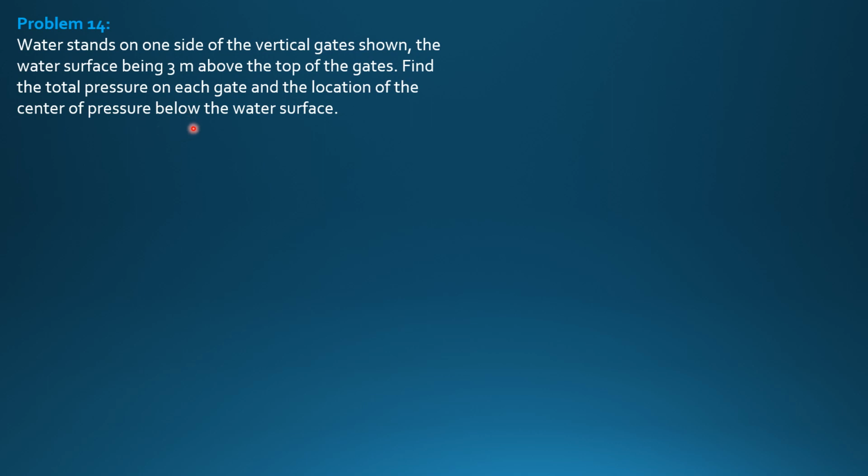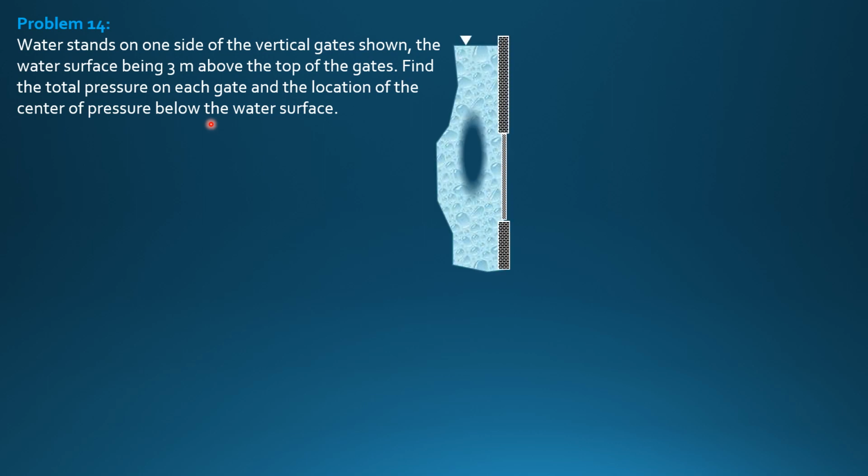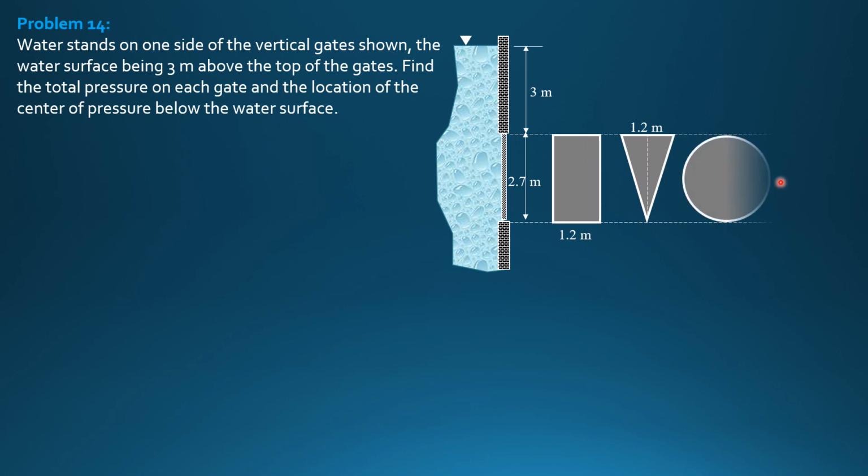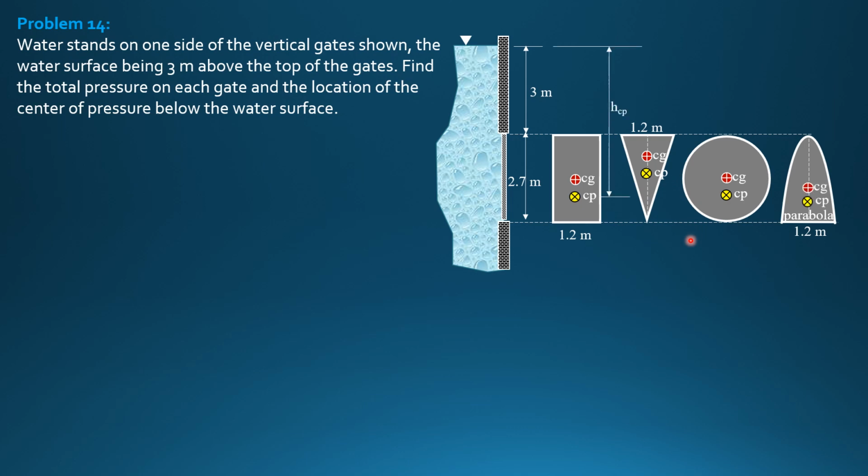So let's call it H sub Cp, the distance to the center of pressure where the total pressure acts from the water surface. So these are the different gates for the location of the centroid and center of pressure. We'll just compute them, but we will not present or indicate in the figure, just for the rectangle, then it follows for the rest.